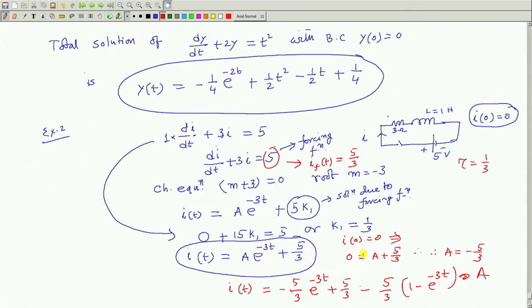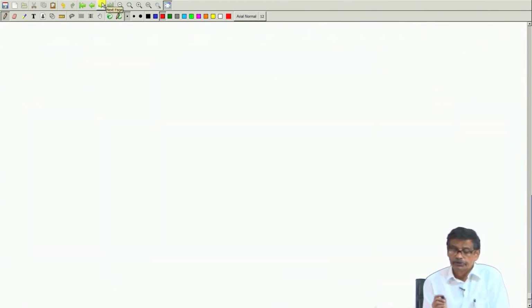This is a very important step. It is not that you start applying the boundary condition only to the solution due to the forcing function. That point should be noted. I hope you have understood this. Now, so far so good.